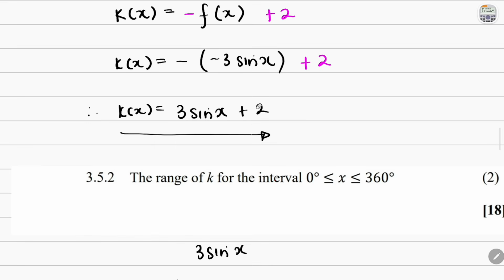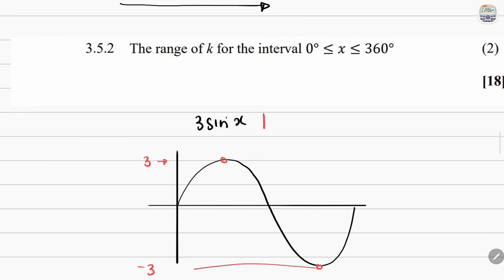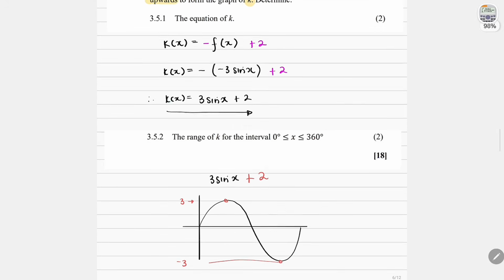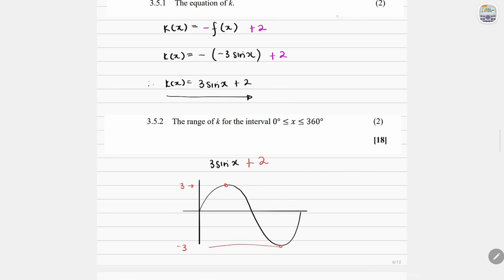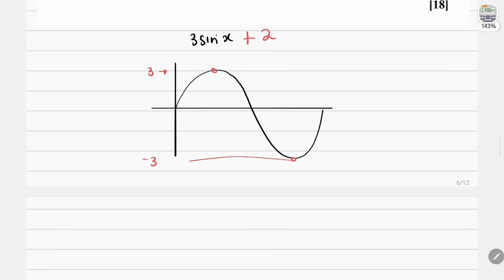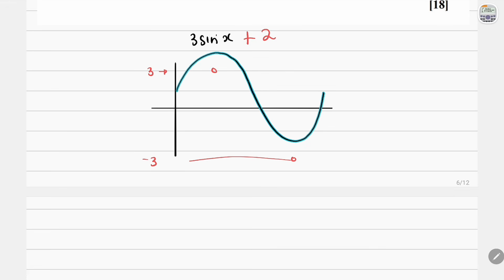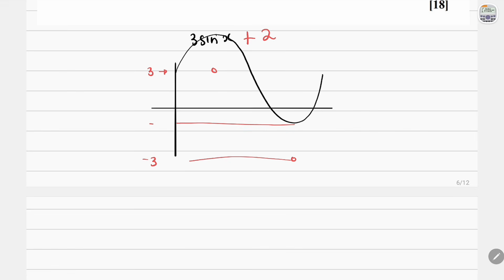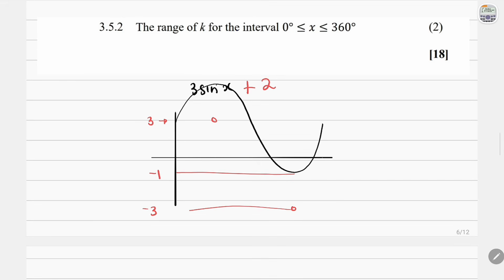But then we have a plus 2. So what happens? If you say plus 2, you're shifting this graph 2 units up. Its minimum used to be negative 3. What is its new minimum going to be? Negative 3, negative 2, negative 1, 2 units up. So it now has a minimum of negative 1, and its maximum is what? Well, its maximum used to be 3, but this graph was shifted 2 units up. So 3, 4, and then 5. So its maximum will now be at 5.